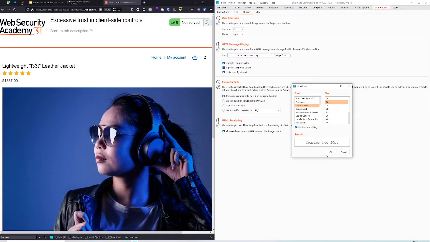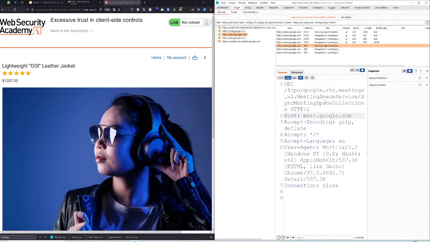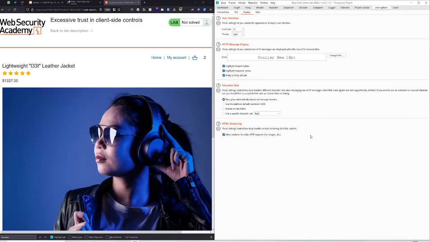So let's do 20, I think. Would 20 be okay? Don't know if you can read that. If not, I can do 32. I'll do 32. It's quite a small thing. Oh, wow. Let's have a look. Can you see that? That's pretty big. Is that too big? It does look a bit big, doesn't it? Okay. Let me put that down a little bit. Here we go, 24. Trial and error, lads. Trial and error.